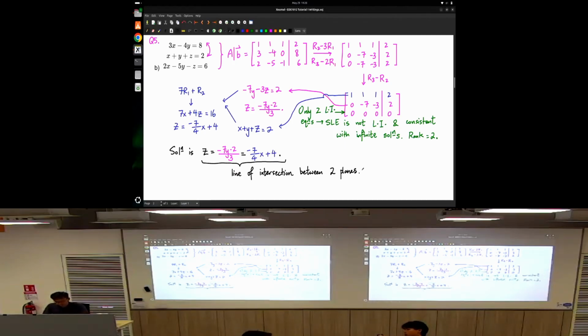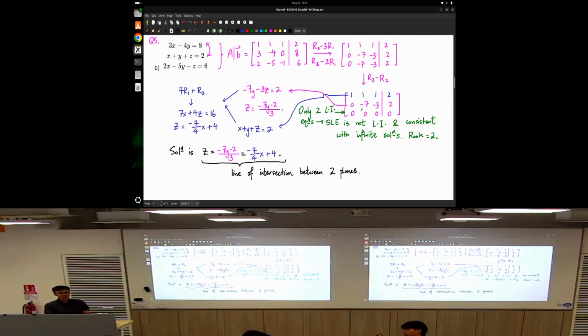Any objections? Okay, one thing to take note is that if you were to just eyeball the equations here, it's not easy to tell that actually one of the equations is a linear combination of the other two.